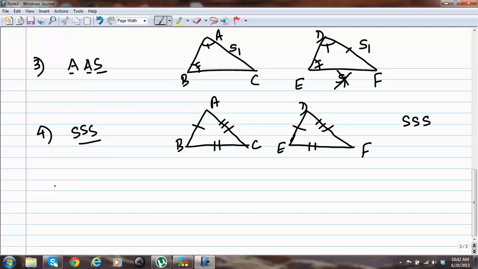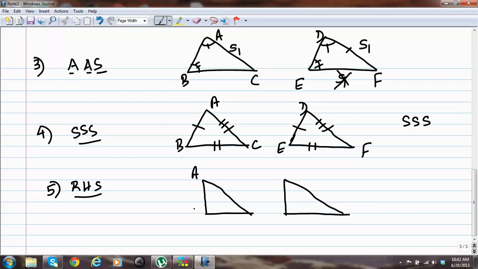Now the final rule, the last, is RHS. The word R says it's a right angle triangle, so we need to consider two right angle triangles. Let's take the two triangles A, B, C and D, E, F, where angle B equal to angle E equal to 90 degrees. Then side AB equal to side DE and side AC equal to side DF.